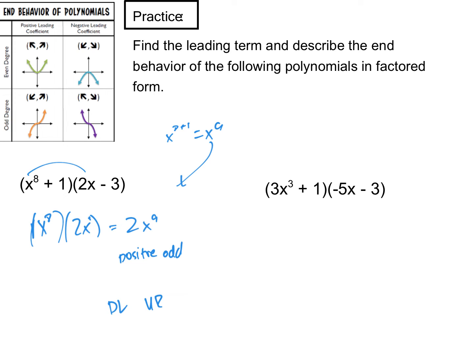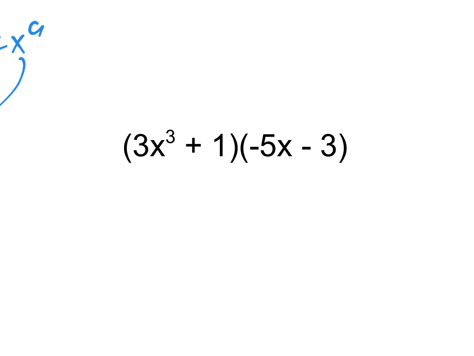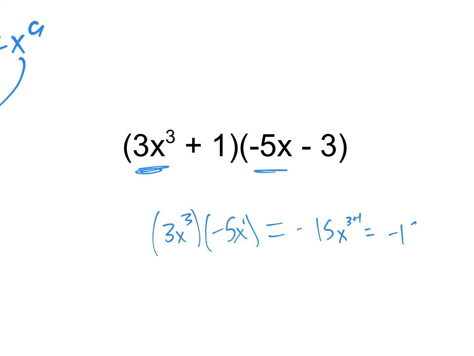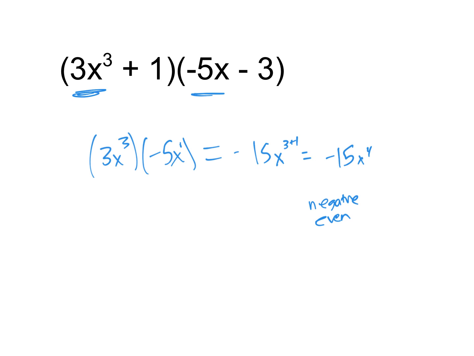For this next one, it looks a little more confusing because now there are some coefficients in front of my first terms in each binomial, but it's really the same thing. I really just have to multiply 3x to the third times negative 5x. Numbers by numbers, negative 5 times 3 is negative 15. Variables by variables, x to the third times x to the first is x to the 3 plus 1. So the final answer is going to be negative 15x to the fourth, which is a negative even. So that means that my polynomial is going to be down left, down right.